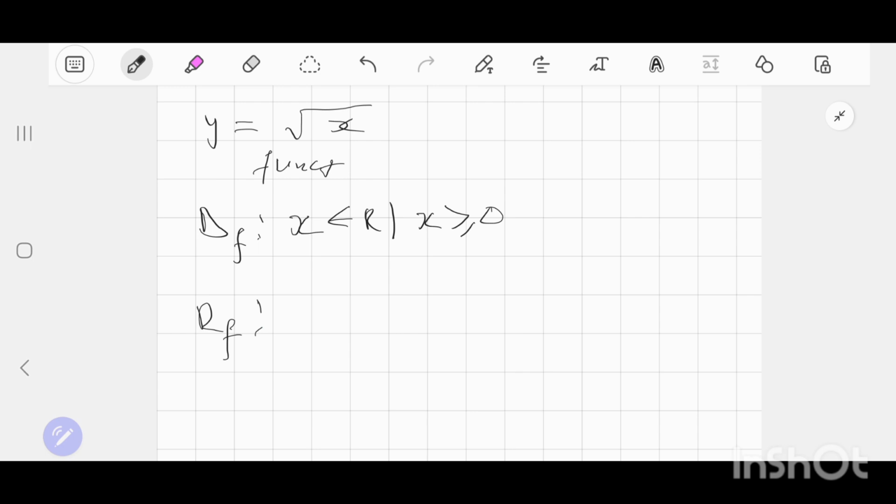Our range. Remember, what do we talk of? We're talking on where the graph exists along the y-axis, people. This is how we're going to do it. Your function of this nature is like this. Your graph is like this, people.